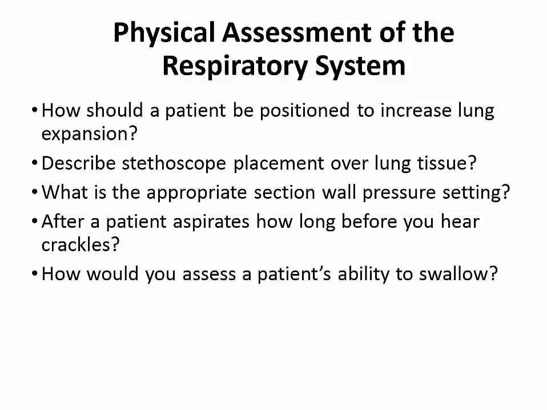Describe stethoscope placement over lung tissue. It should be placed over lung tissue and not over bony structures, and breath sounds should be compared from side to side. The appropriate suction wall setting pressure should be at 80 to 120 millimeters of mercury.